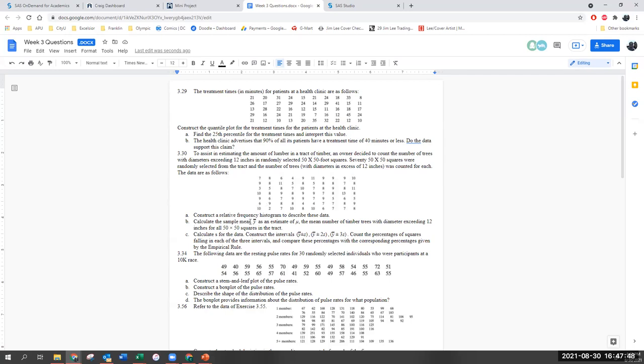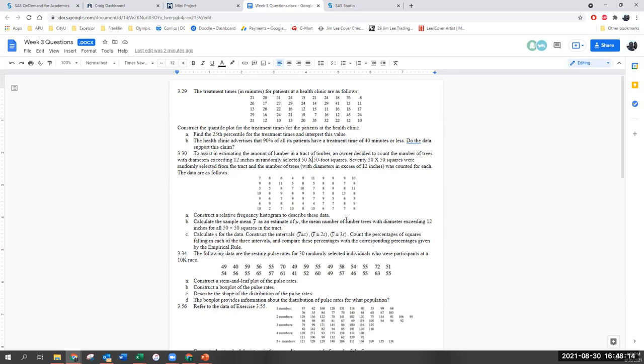And so when you calculate the sample mean, you're literally just calculating the mean of all these numbers. Let's say your mean comes out to be 5.7. That just means that on average, there were 5.7 trees with diameters of more than 12 inches in each of your 2,500 square foot plots. That's all it means.